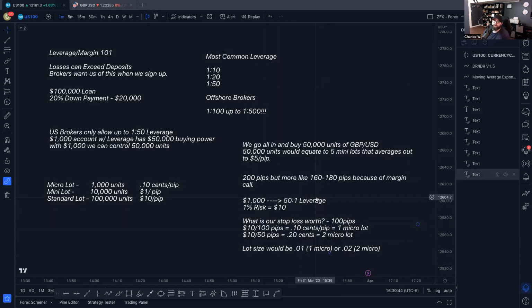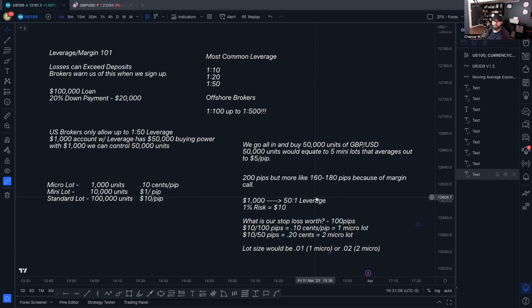So how do we figure out how to risk $10, only 1% of our account, when we enter a trade? Well, that's where we need to set a stop loss. A stop loss is a predetermined level in the market that if price were to reach, it automatically takes you out of the trade. Never trade without a stop loss.